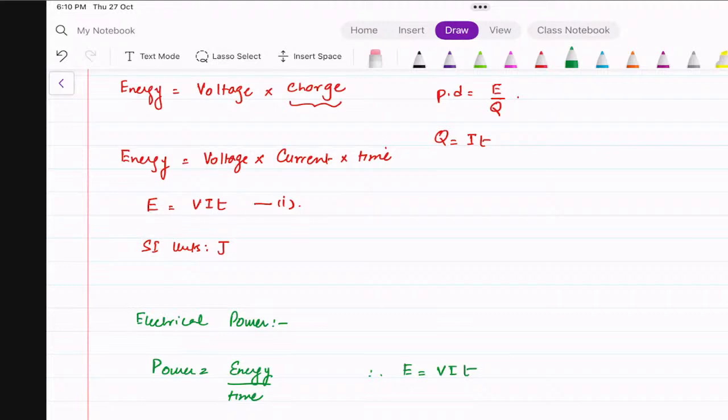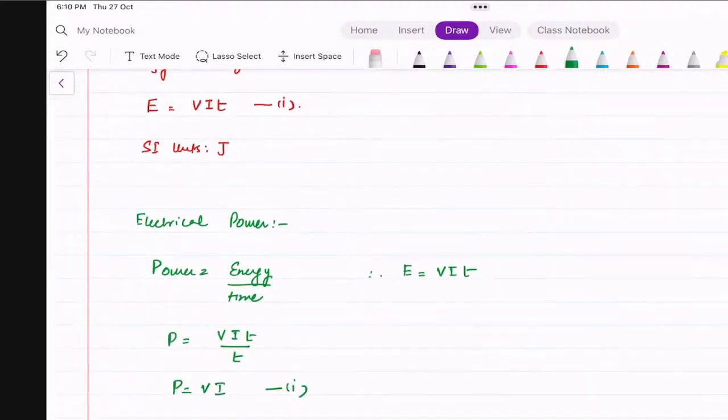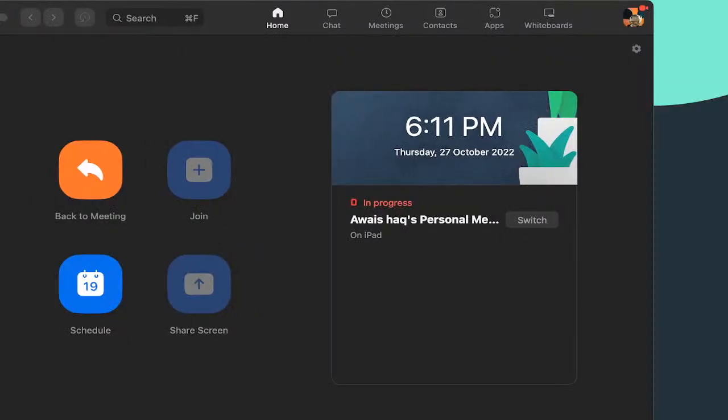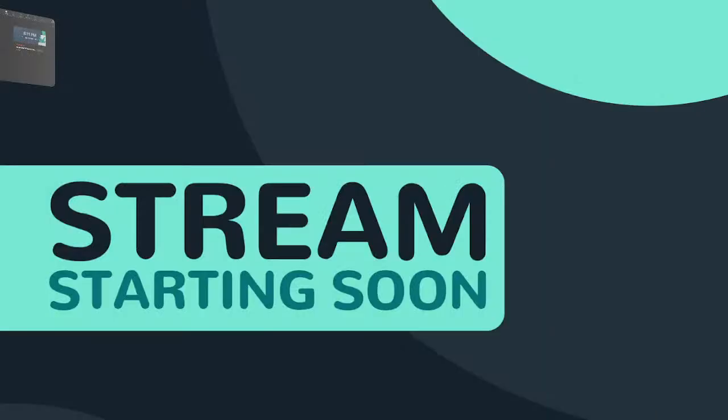So the SI unit for power would be basically the same as all other powers. That's watts, written as capital W. So you got to remember that.